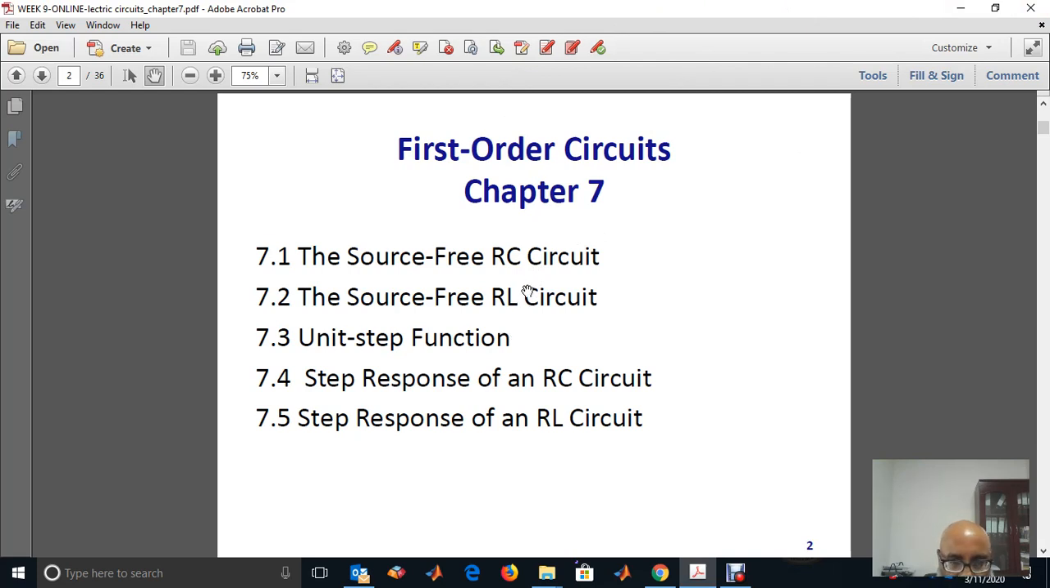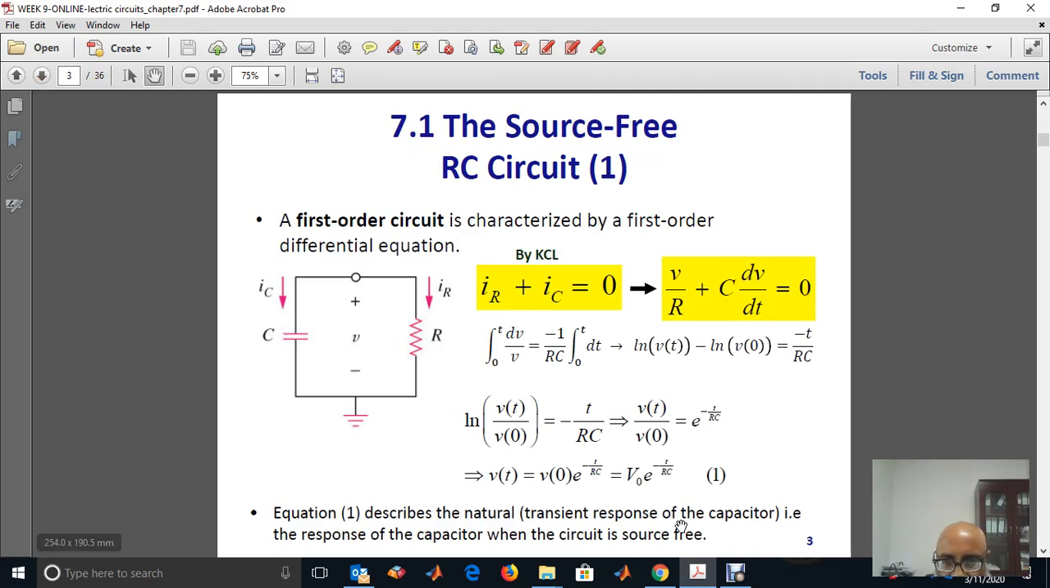next chapter. So in this chapter we study the source-free RC circuit, the source-free RL circuit, the unit step function, the step response of the RC circuit, and the step response of the RL circuit. Now, to start with, we start with the RC circuit.